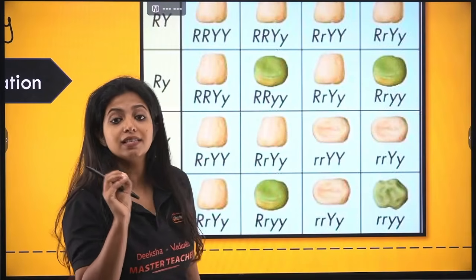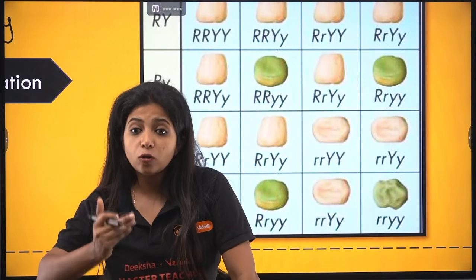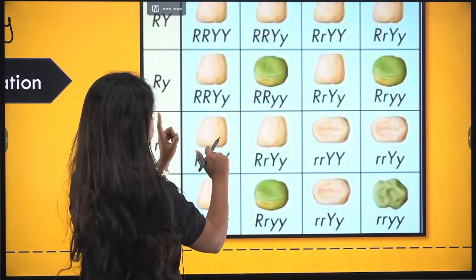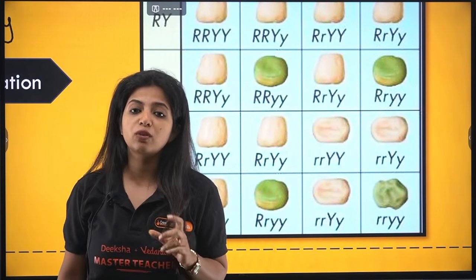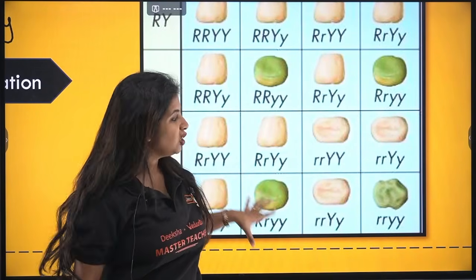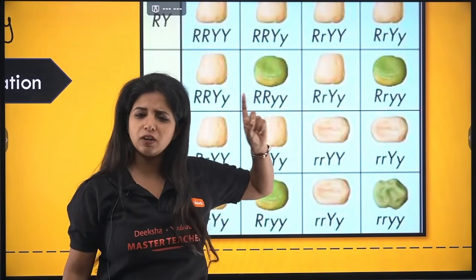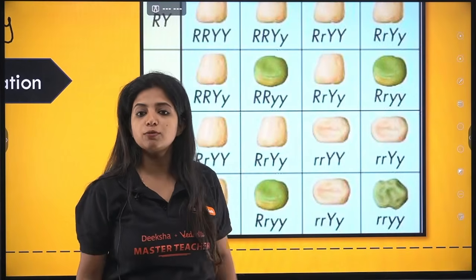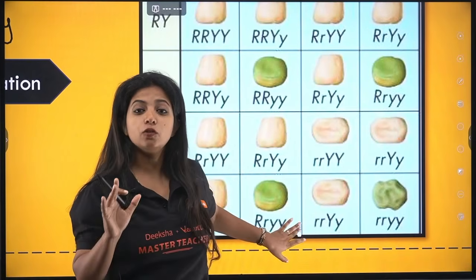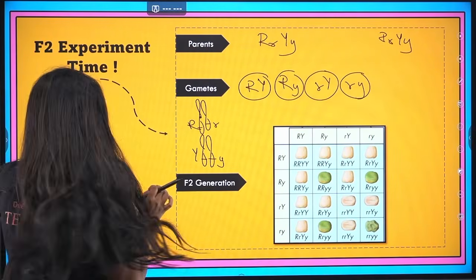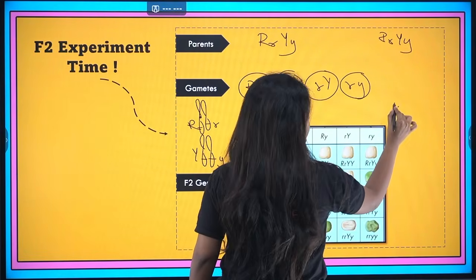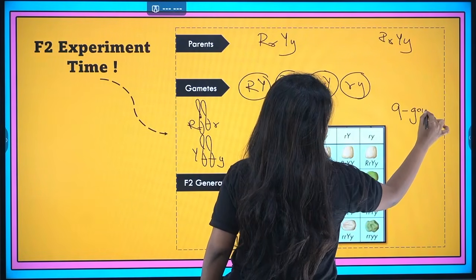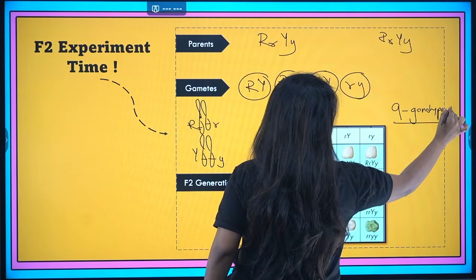You are going to get 16 combinations. Some of them are also going to be repeated. For example, if you see, this and this is repeated, right? There are so many combinations which are going to be repeated. So how many unique genotypes will you be able to see? How many unique genotypes? That is, not being repeated, only once we are counting it. How many unique genotypes are you able to see over here? You will be able to see 9 unique genotypes. Always remember, out of 16 which are there, 9 of them are the unique genotypes which will be seen.